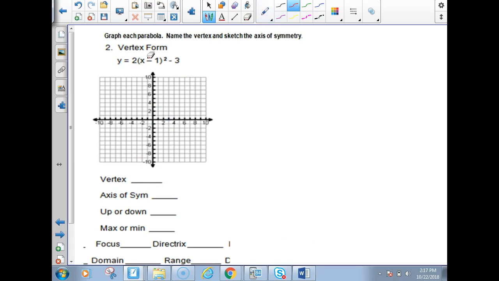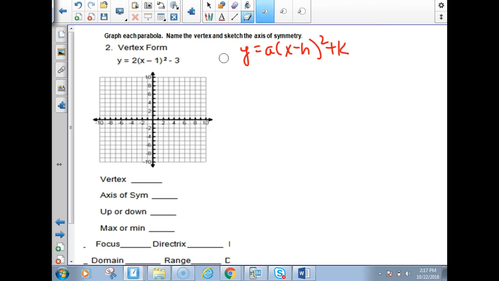Number 2 is in vertex form. The vertex form is y equals a times x minus h quantity squared plus k, where h, k is your vertex. So I'm going to just jot down my vertex right now and put it in the right spot. That's going to be 1, -3. The axis of symmetry is the h value of the vertex, x equals 1.